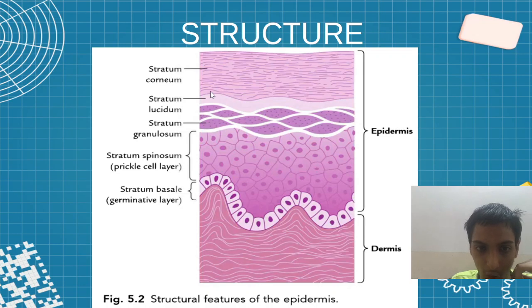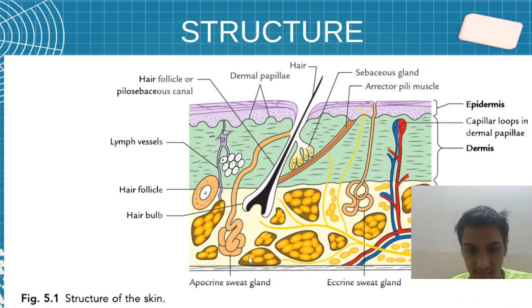So first in order: stratum corneum, lucidum, granulosum, spinosum, basale. Okay, so 5 layers, I repeat: corneum, lucidum, granulosum, spinosum and basale. The first 4 layers are nothing but the epidermis. This will be the dermis part. This is in general the structure of the skin we are seeing.